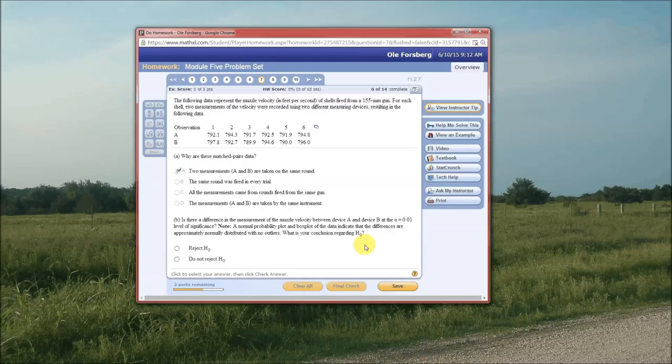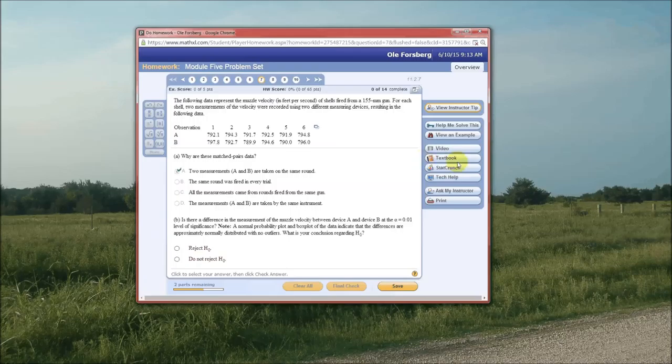Let's move on to part B. Is there a significant difference in the measurement of the muzzle velocity between device A and B? Note a normal probability plot and box plot of the data indicate the differences are approximately normal, with no outliers. Since it is approximately normal, with no outliers, we can use the t-test. So let's go ahead and use the t-test, get this data into StatCrunch.